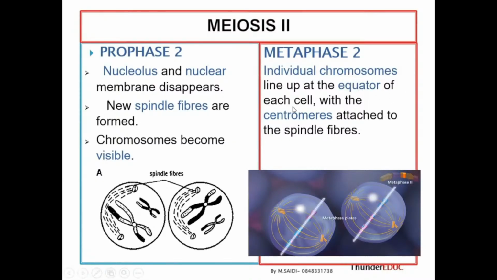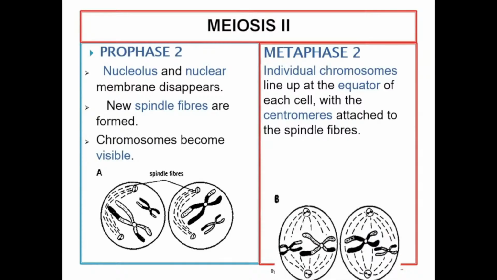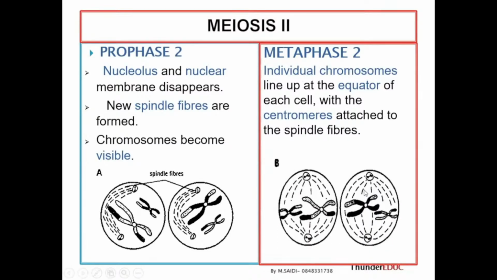So at the equator of the cell, the centromere is attached to the spindle fiber. And now, this is the picture. If you rotate it, you will see that these chromosomes are in the middle. You see, they're in the middle. If this is the pole and this is another pole, they are in the middle. So this one becomes the equator.